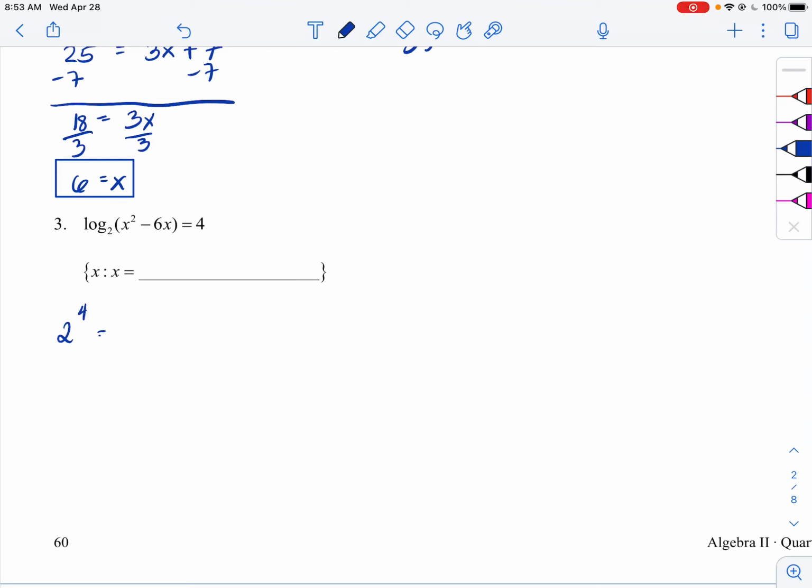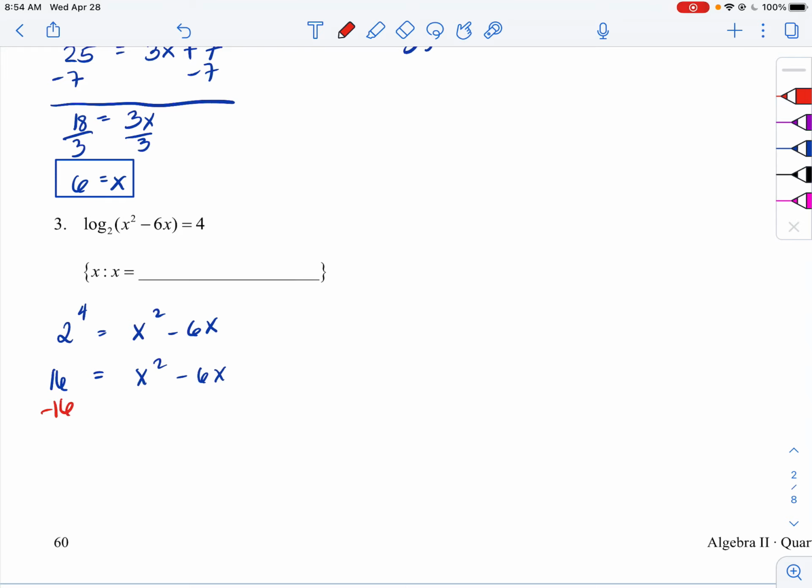We have 2 to the power of 4 equals x squared minus 6x. So we have an x squared going on. Looks like we're going to do a quadratic, right? We're going to factor, or complete the square, or use the quadratic formula. If it's not factorable, of course we have to complete the square or use the quadratic formula, but if it's factorable, then it will be easier. 2 to the power of 4 is 16 equals x squared minus 6x.